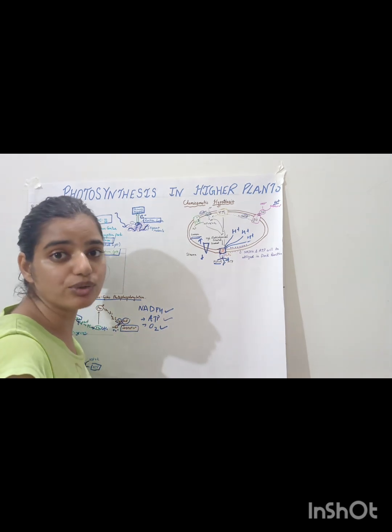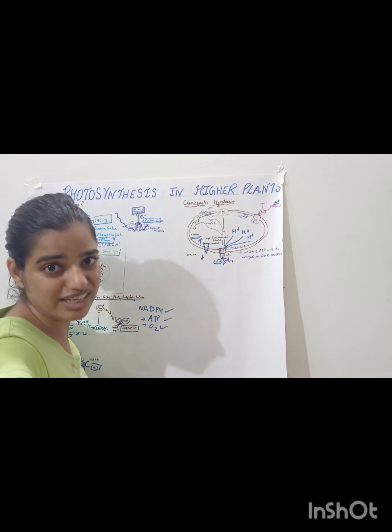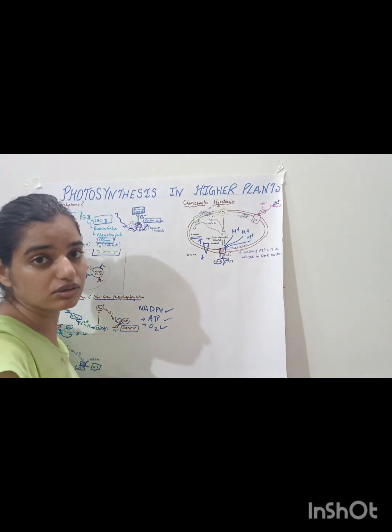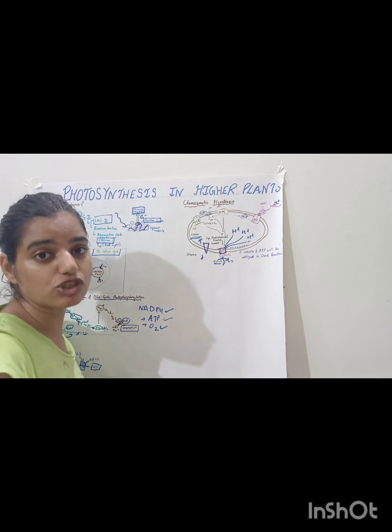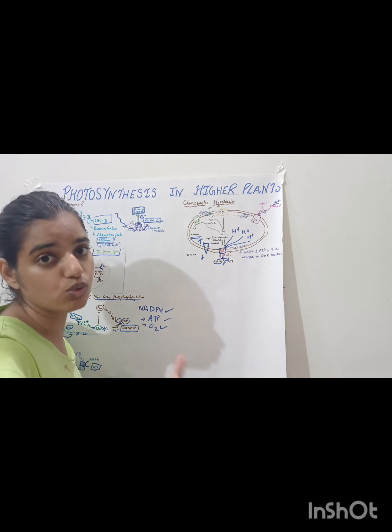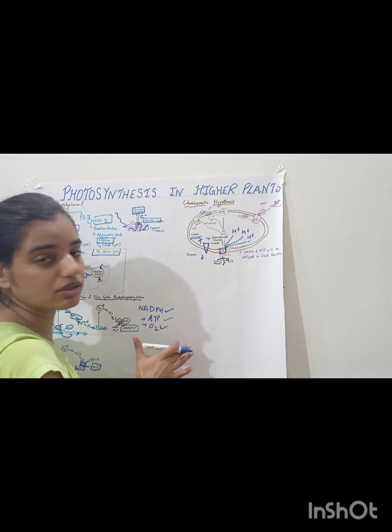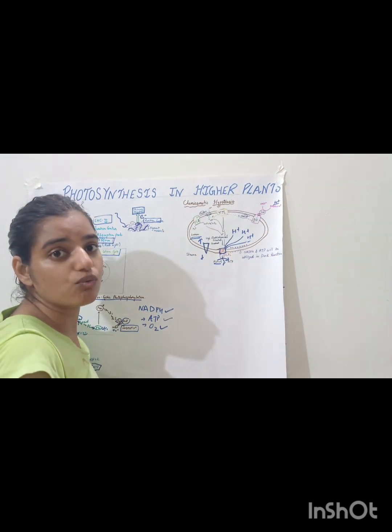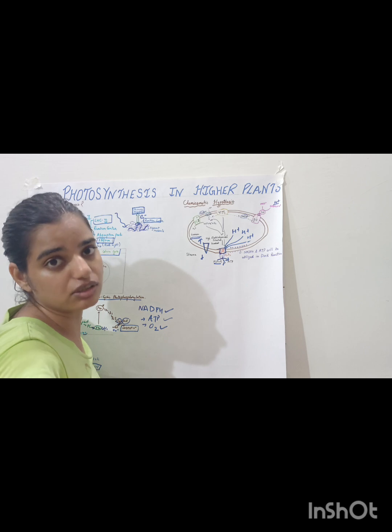Now we will learn how these products are utilized in the dark reaction for the production of triose phosphate, glucose and the starch molecule. We are going to learn this further. And this chemiosmotic hypothesis was identified by Peter Mitchell. Thank you.